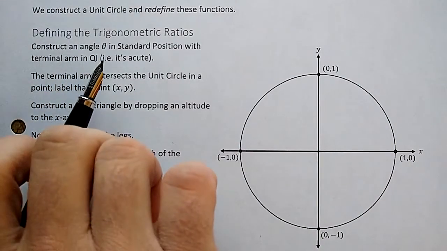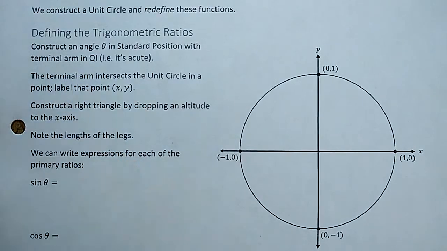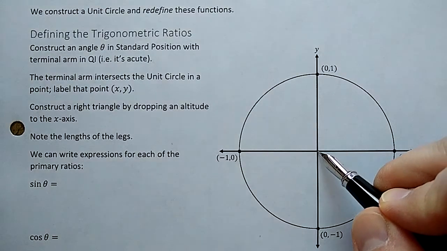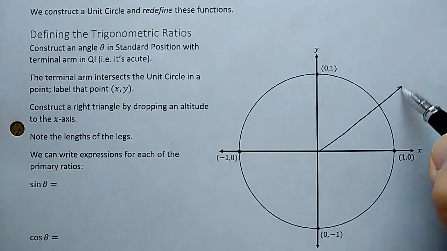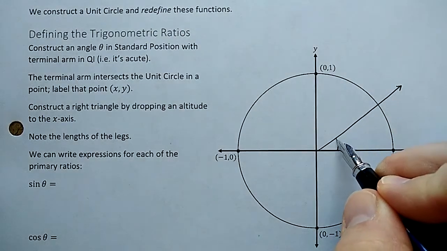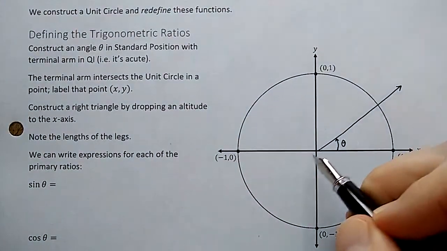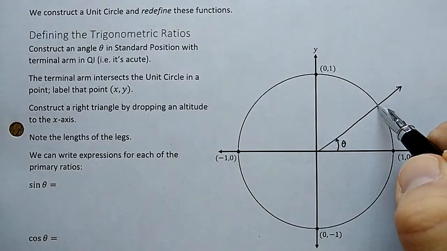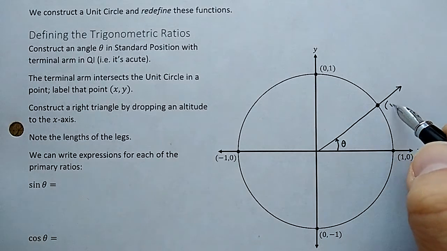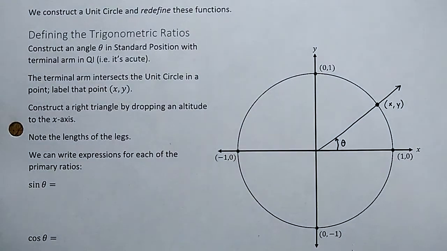So we're going to start by constructing an angle. We're going to call it theta in standard position with a terminal arm in quadrant 1. So this will look like the ones that we're used to. So I'm going to draw an angle like this. That's my terminal arm. The angle itself is called theta. And we want to notice where the terminal arm for that particular angle intersects the unit circle, right there. And we're going to label that point x, y. We'll be using those coordinates in just a moment.